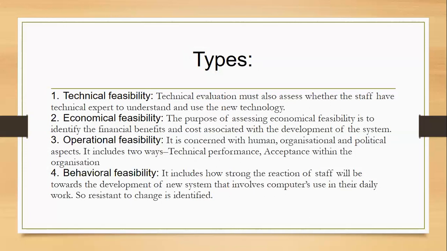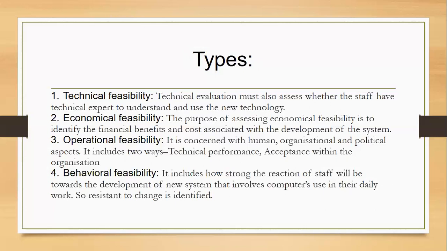Next one is operational feasibility. It is concerned with human, organizational and political aspects. There are two ways of including this feasibility. First one is technical performance and next is acceptance within the organization. Technical performance deals with whether the system can provide the right information to organization personnel at the right time and at the right place, because information that we get at the right time is appropriate, else after the task is done, the information we get is unreliable and of no benefit to us.